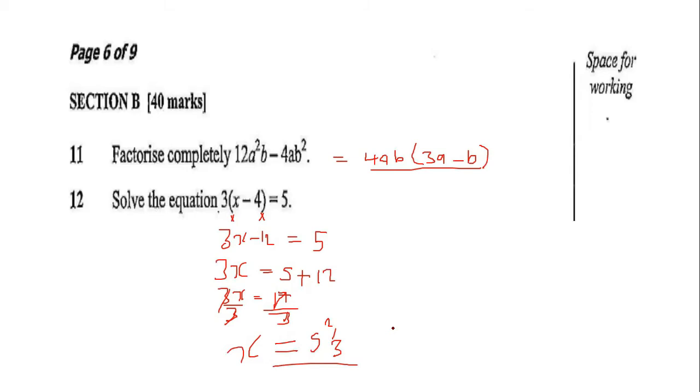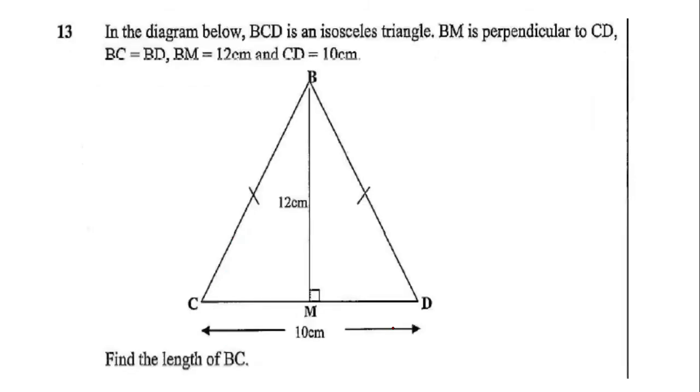All right. We continue. Question 13 reads, in the diagram below, BCD is an isosceles triangle. BM is a perpendicular line to CD. BC is equals to BD. BM is equals to 12 centimeters and CD is equals to 10 centimeters.